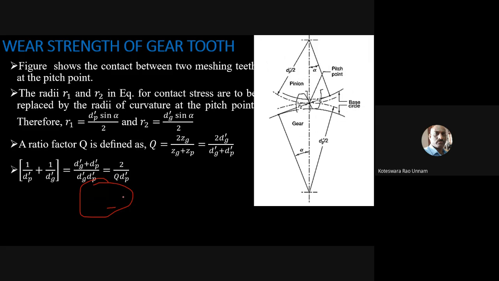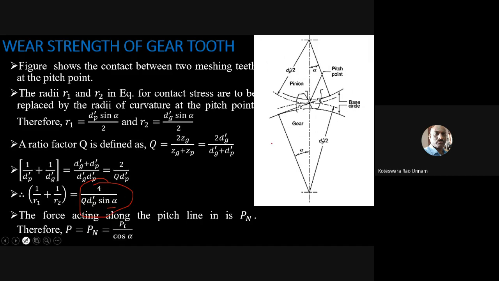So P is nothing but the force here, the resultant force. We know that it always acts along the pitch line, and the resultant force is nothing but Pn. We also know the relation between Pt and Pn: Pt is Pn times cos alpha, so Pn is Pt by cos alpha. So P is nothing but Pn, the resultant force acting at the pitch line, but we want to express that Pn in terms of Pt, so it comes out as Pt by cos alpha. Now P is known. Then the last thing is only L.